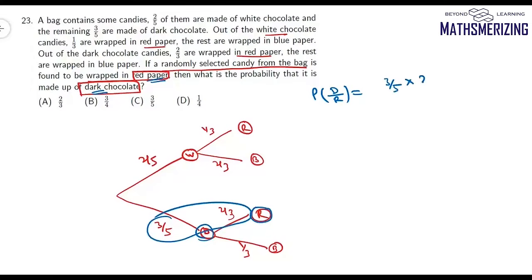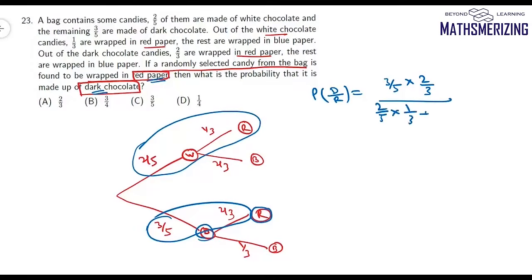3 by 5 into 2 by 3, and in the denominator we'll put the probability of getting a red paper. So we'll get a red paper when it is white and red or when it is dark and red. So here it will be 2 by 5 into 1 by 3 plus 3 by 5 into 2 by 3. So this probability of getting a dark when it's a red paper is, this is 6 by 15, and here it is 8 by 15. So it is simply 3 by 4, and that's your option number B.